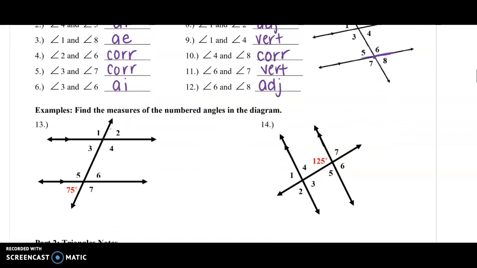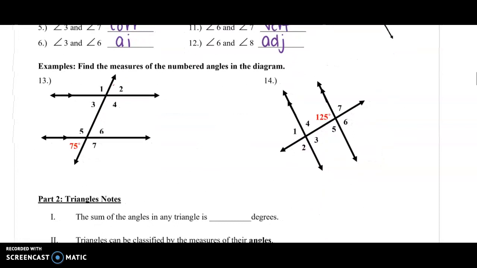Okay? So examples, find the measure of the numbered angles in the diagram. So how are we going to do this? The first thing, if this is 75, we know that vertical angles are all going to be congruent. So that means this is also going to be 75 degrees. Then from there, we have alternate interior angles. 3 and 6 are alternate interior angles. So I know that that also has to be 75 degrees.